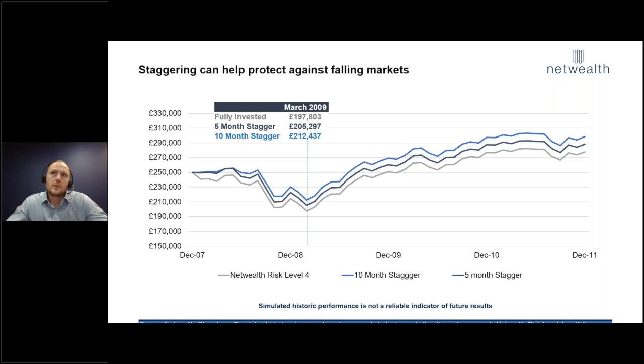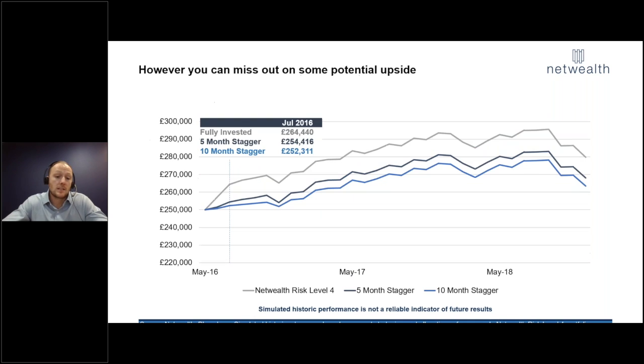So if you're just quite nervous about investing and you don't think you could quite stomach a big market fall soon after investing, and it might tempt you to sell and crystallize that loss entirely, this is certainly something worth considering, and certainly at Netwealth it's extremely easy to facilitate in various ways. But it is worth mentioning that actually you can miss out on some potential upside as well by doing this.